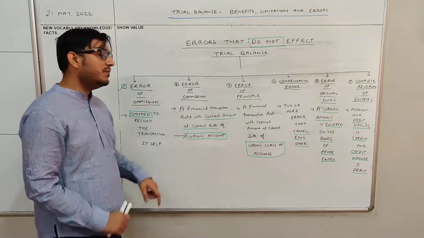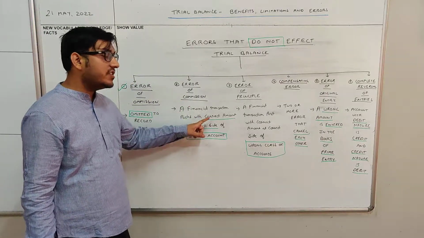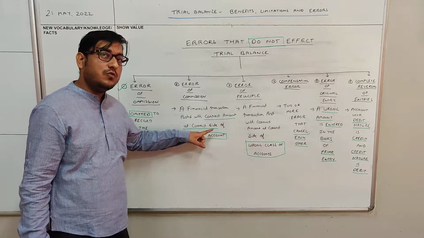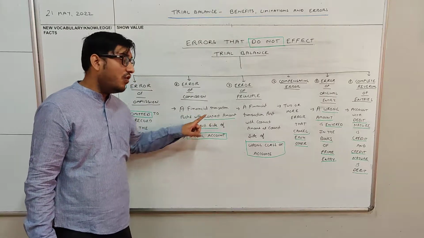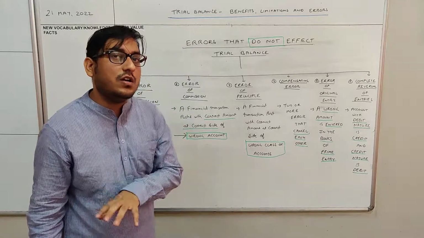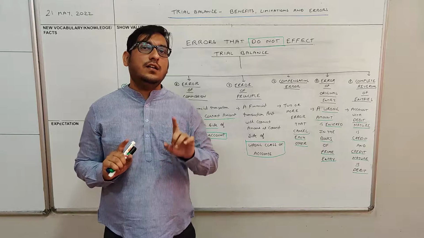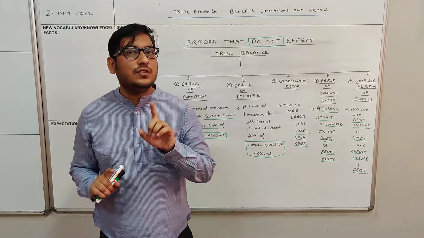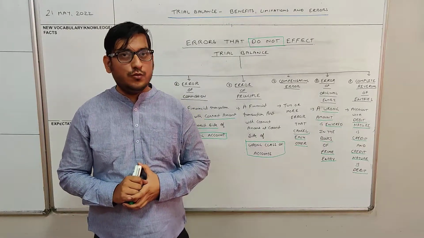So what is error of commission? Again, a financial transaction posted with correct amount at correct side of wrong account. So I am giving an emphasis on the wrong account. Everything is right, only the name of account is wrong. Students, I hope you understand.